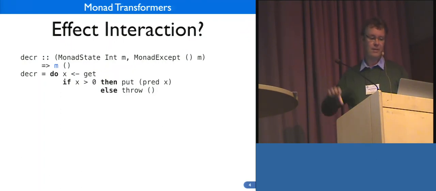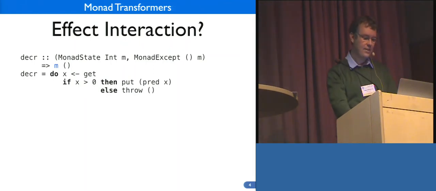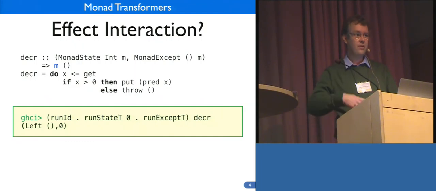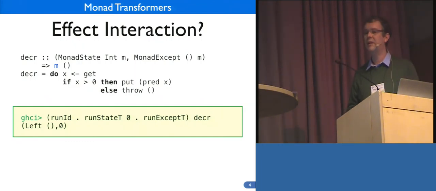And here this is an implementation with monad transformers, where we first get the current state, we check whether it's strictly positive, and if so, then we decrement and put back the new value, and otherwise we throw an exception. How do we run this program with monad transformers? Well, we choose an order for the transformers, and we run the transformers in that order. So in this example here, we're first running the exceptions and then the state. And then we get the result.